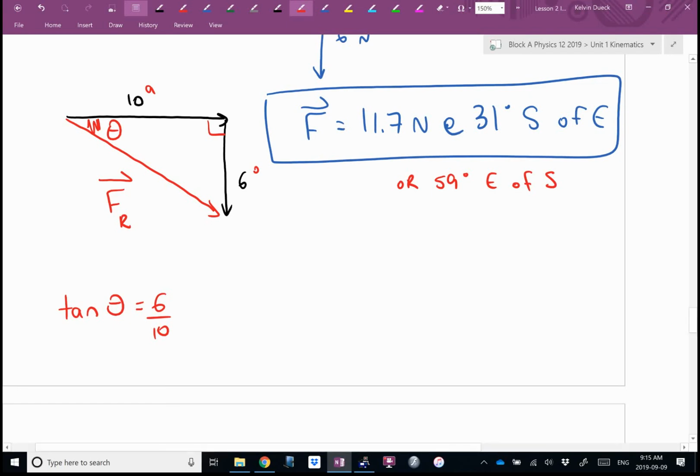By the way, typically I'll make these worth 2 marks. 1 mark for the magnitude, half mark for the theta, and half mark for the direction. So make sure you do it all. Usually when I ask you a vector question and I say solve, I'll put in brackets magnitude and direction. Not always, though. So make sure you're reading the question carefully.